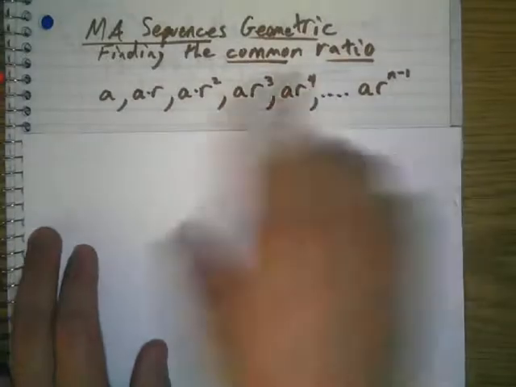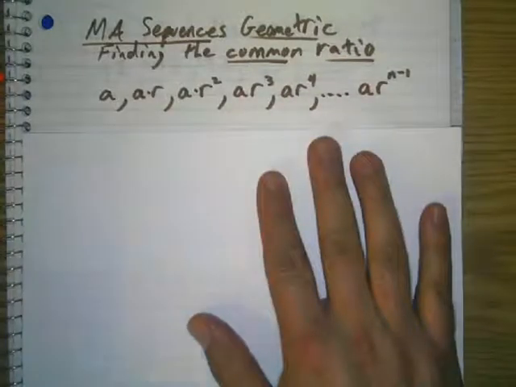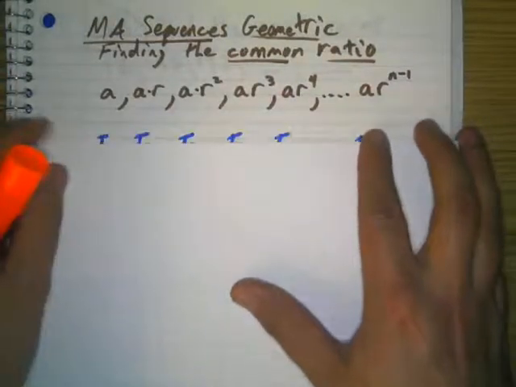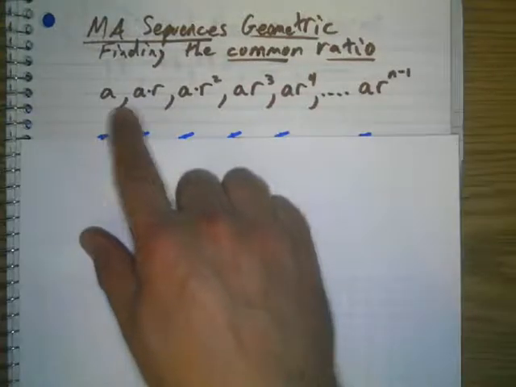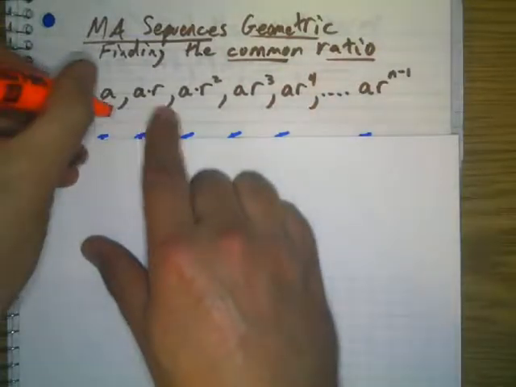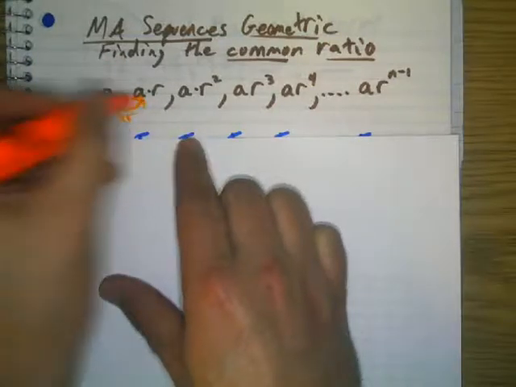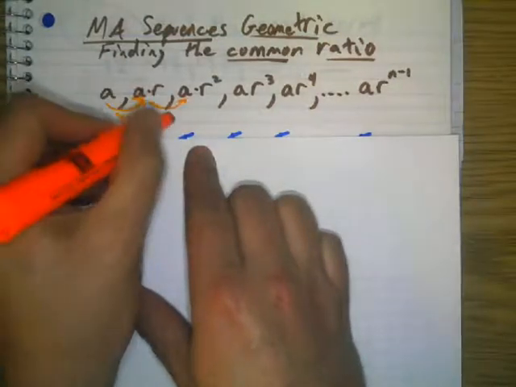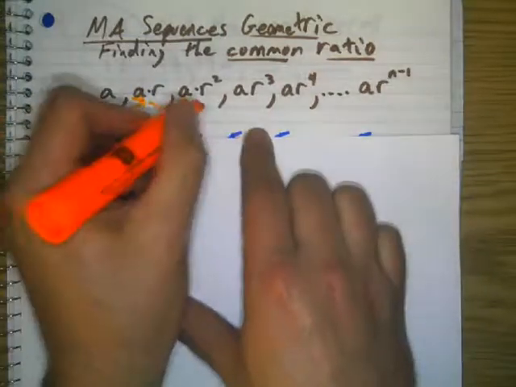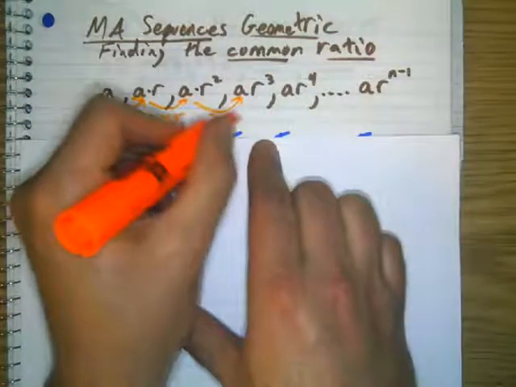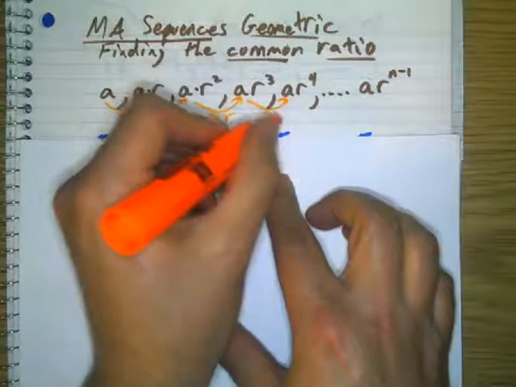Now, you might have been able to figure this out from the last lesson, but basically, when we've got a first term, to get to the next one, we multiply it by the common ratio, r. To get to the next one, we multiply it times r again. To get to the next one, you multiply it times r again, and again.